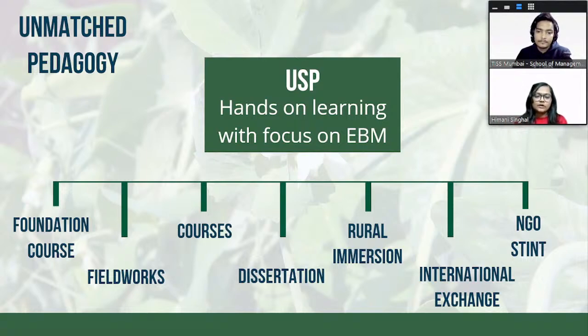Coming to the fieldwork component, the fieldwork is spread across 4 semesters. So this is something that again is a USP at TISS, since in other B schools, the students undertake a summer internship. But here we also get the exposure of fieldwork in 4 different semesters. And at the end of the post-graduation, the students have industry exposure of 6 months.